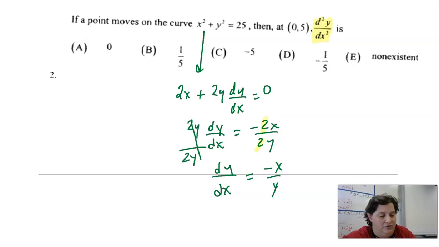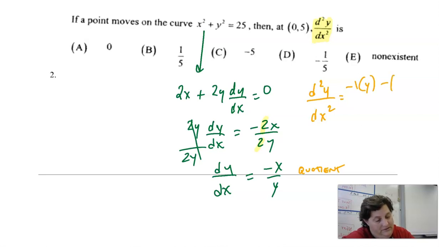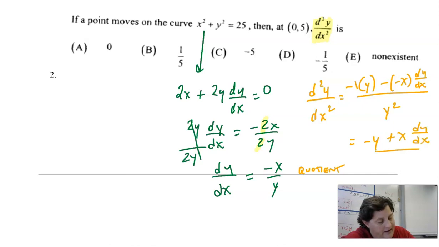So now it's time for me to do my second derivative. And in that case, I'm going to have to do a quotient rule, okay? Now, a quotient rule, what I'm going to do is I'm going to go derivative of the top times the bottom minus the top times derivative of the bottom, which is dy/dx, over the bottom squared, okay? So I can write this as negative y plus x dy/dx over y squared, all right?